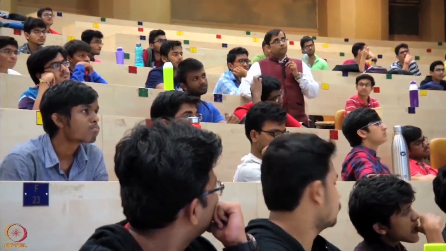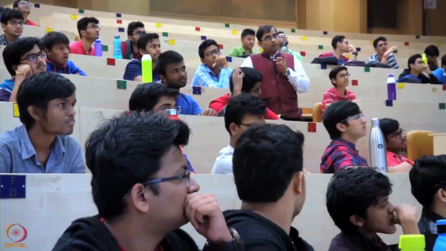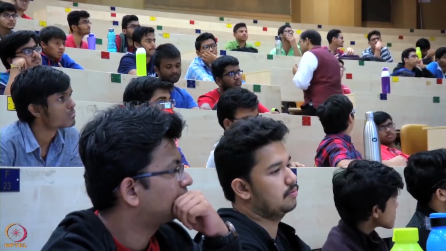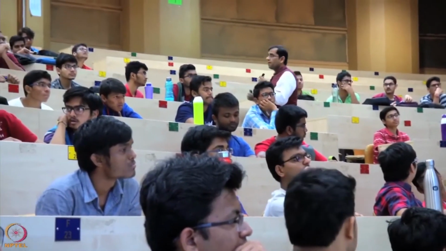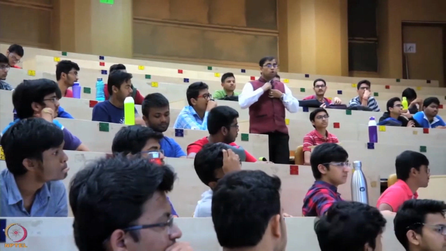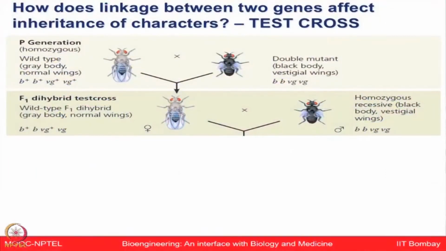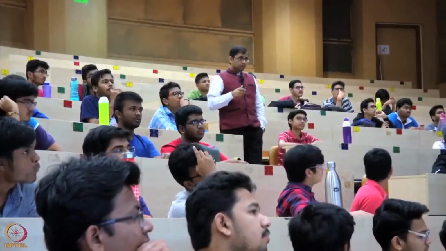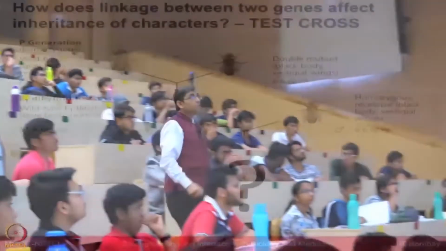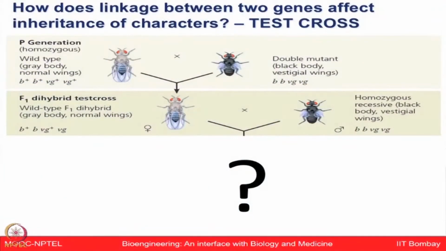You want to do a cross of this particular fruit fly and you want to do a test cross. So what did we do for a test cross in Mendel's experiment? Anybody recall? Homozygous recessive. Is this homozygous recessive? This is right. All right. Now, this wild type F1, we do a test cross with the homozygous recessive double mutant. Please do that.